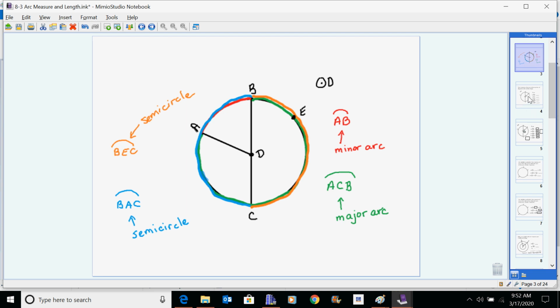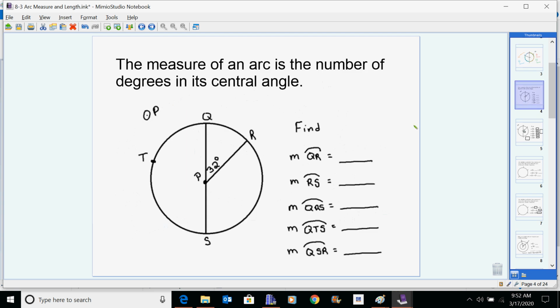Okay, so here we have that. Moving right along, I want you to sketch this picture. We have a circle. This is the center of the circle. You have a little line coming out here, a segment. So we've got our central angle here. Remember, the central angle goes to the center of the circle and the endpoints are on the circle.